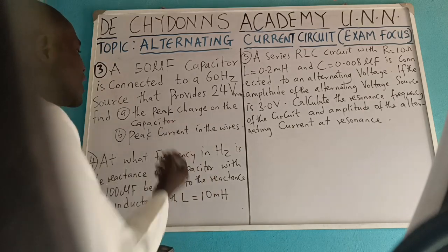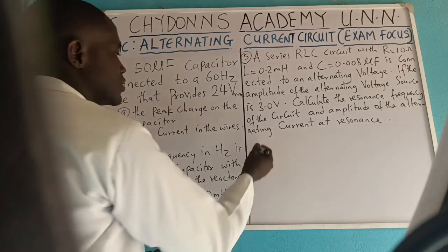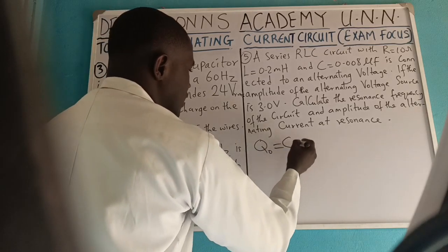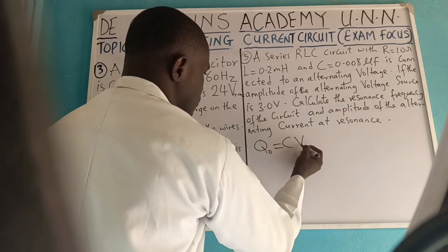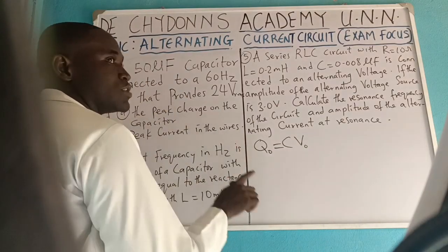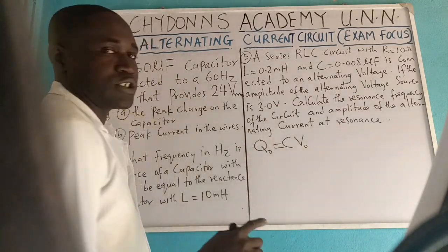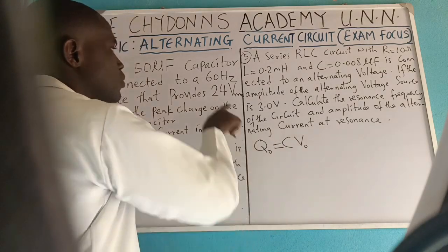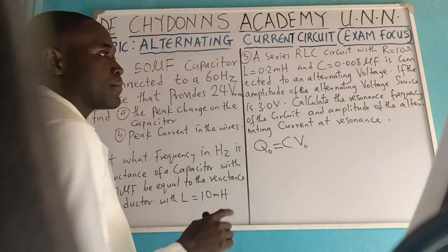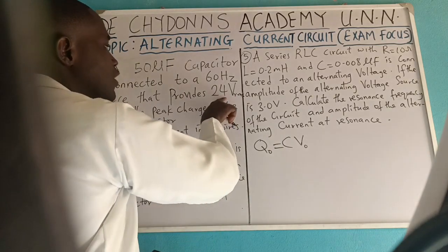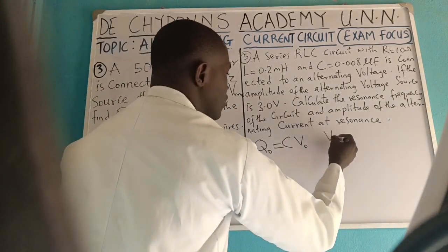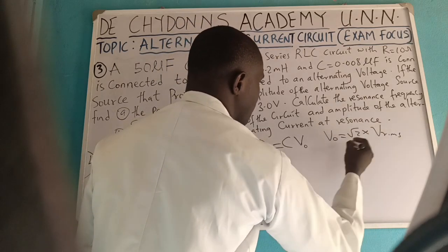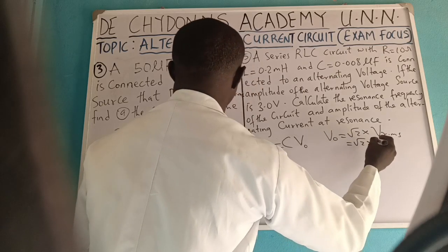Now, first and foremost, what do we mean by peak charge? We say peak charge means Q0 equals C V0. So if we are talking about peak charge, we'll be talking about peak voltage. Now, how do we get our peak voltage? We are given the V root mean square. And since we are given the V root mean square, we'll say peak voltage is equal to root 2 times V root mean square.